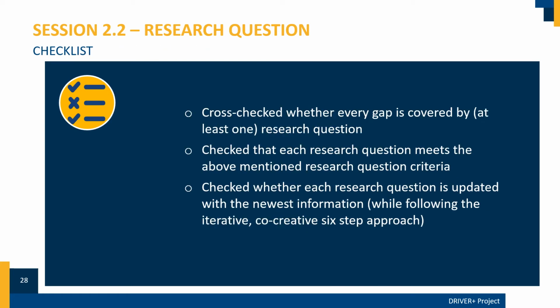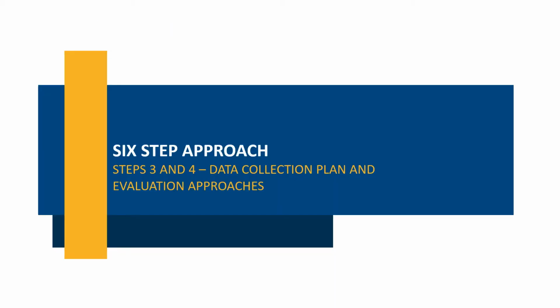The checklist for your research question step is: cross-check whether every gap is covered by at least one research question. Check that each research question meets the above-mentioned research question criteria. Check whether each research question is updated with the newest information while following the iterative, co-creative 6-step approach. Now we'll continue with the data collection plan and evaluation approaches and metrics.